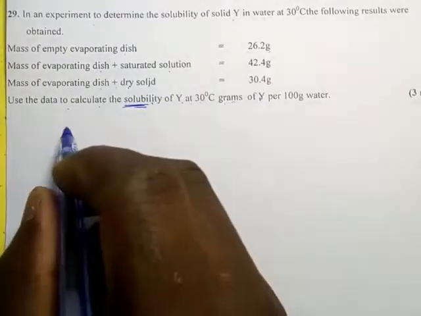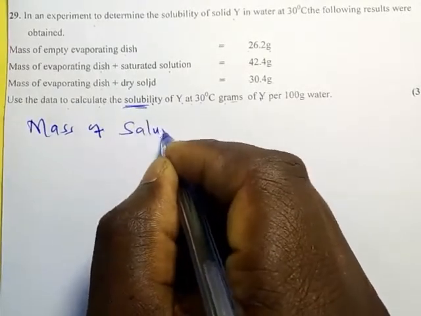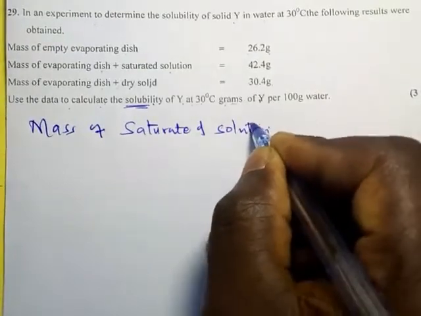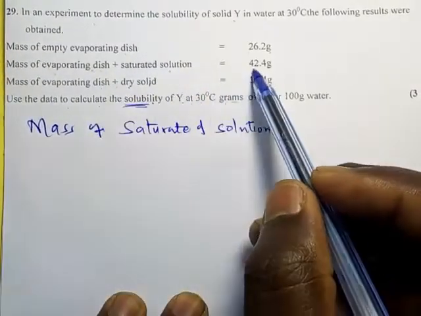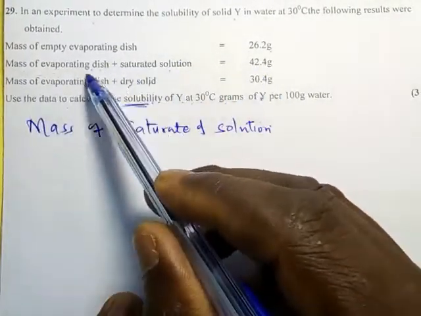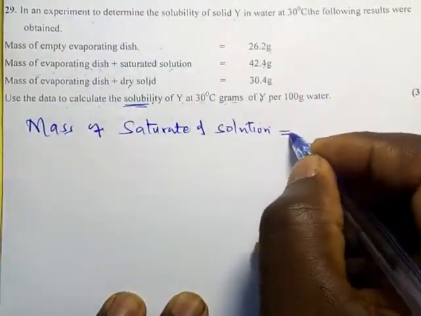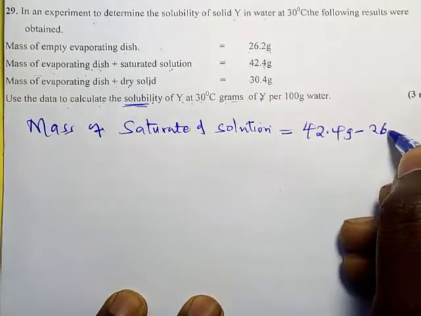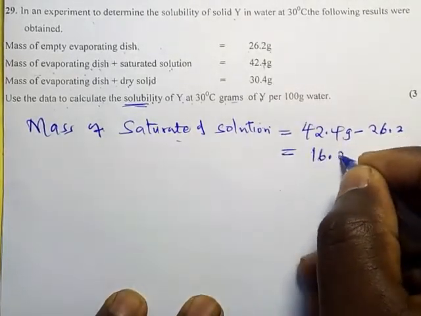So first, we want to calculate the mass of saturated solution. We have the mass of the saturated solution plus the dish equal to 42.4. So how do we get the mass of the saturated solution alone? It is the total mass of the dish and the saturated solution, subtract the mass of the empty evaporating dish. So that is 42.4 grams minus 26.2. So the mass of saturated solution is 16.2 grams.